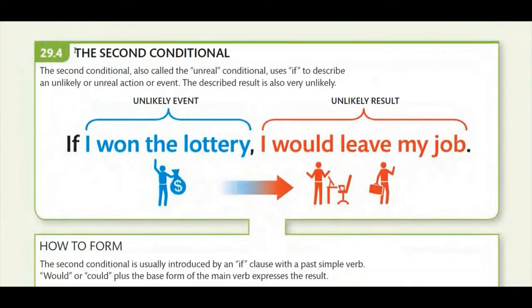Here is the next type, the second conditional. The second conditional, also called the unreal conditional. The first conditional is the future real conditional, and the second conditional is the unreal conditional. And we use if to describe an unlikely or unreal action or event. The described result is also very unlikely. So their chances are not that much.